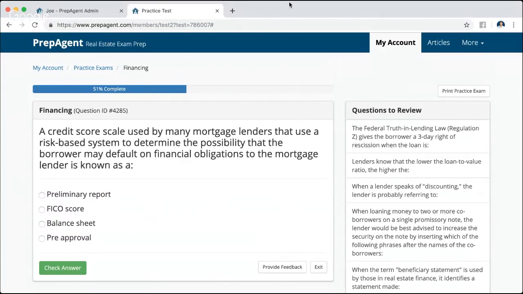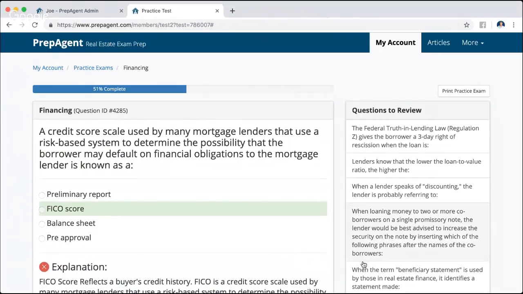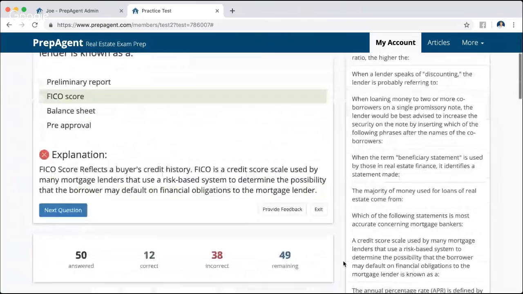A credit score scale used by many mortgage lenders that use a risk-based system to determine the possibility that the borrower may default on a financial obligation to the mortgage lender is known as A, preliminary report, B, FICO score, C, balance sheet, or D, pre-approval. And the answer is FICO score. Good.